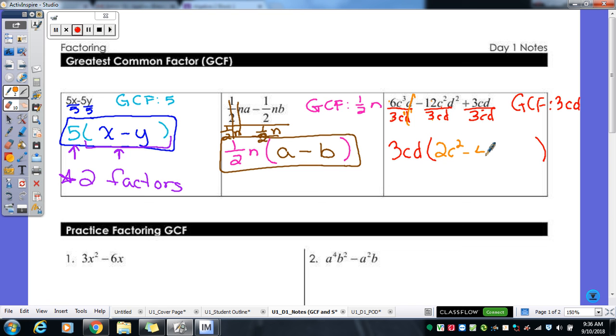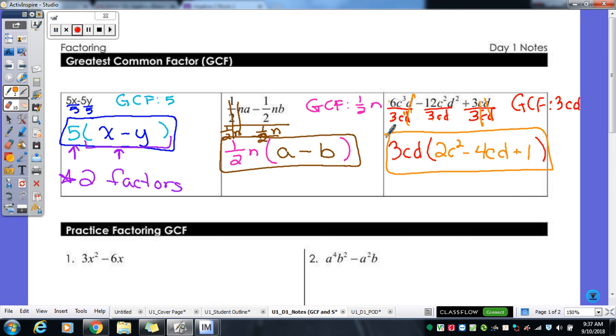Second term, 12 divided by 3 gives us a 4. C squared divided by c gives me c to the first, because 2 minus 1 gives me a 1. D squared divided by d gives me d to the first. So there's our second term. And then the last one, 3 divided by 3 gives us a what? 1. Anything divided by itself is 1. And then those exponents on your letters are both the same, so those cancel out. So all you have there is the 1, and yes, the 1 has to be there. It's crucial. It's a placeholder that's got to be there. So there's our GCF factor.